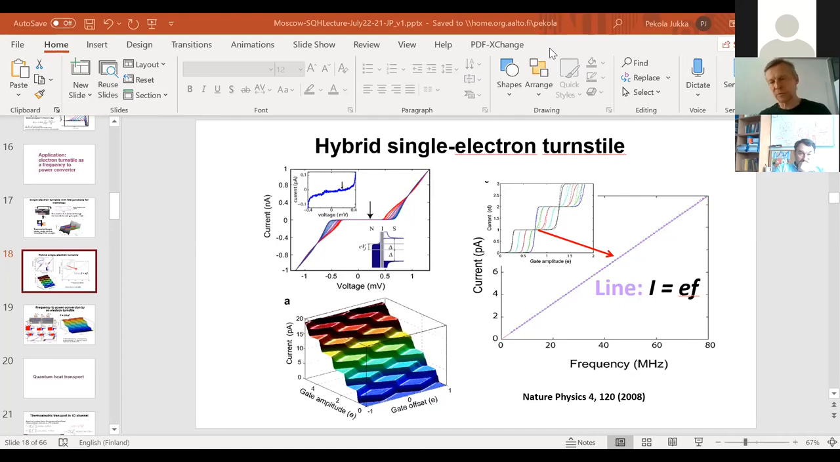So the resistances which I showed in this experiment were typically a few ohms, because you see that your quality factor is the resistance of 50 ohms divided by the resistance.